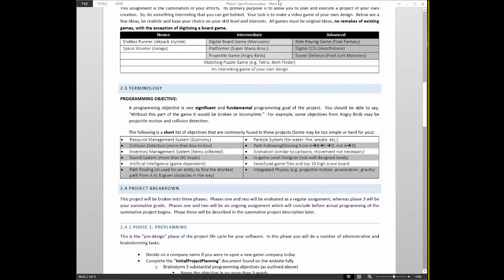Basically, a programming objective is one significant and fundamental programming goal of the project. So think about the game Angry Birds, and some programming objectives in the game might be projectile motion or collision detection. Now think of Angry Birds without the ability to collide. That means the birds you throw wouldn't hit any of the blocks, wouldn't hit each other. It'd be a pretty useless game. It would defeat the whole purpose of the game.